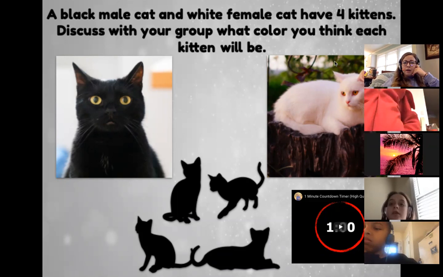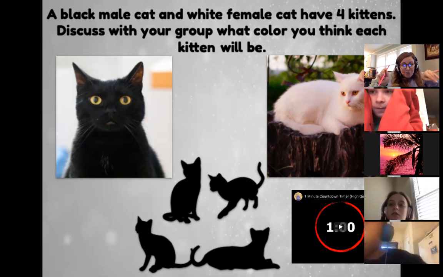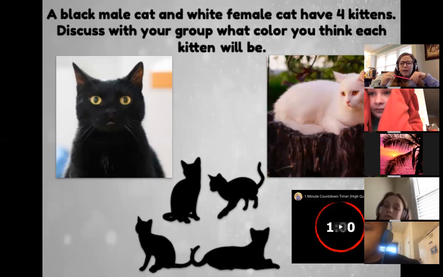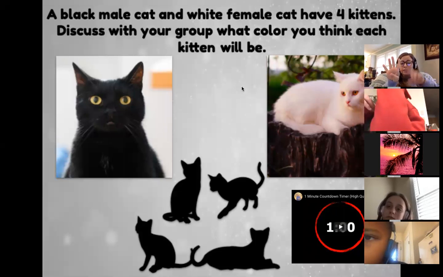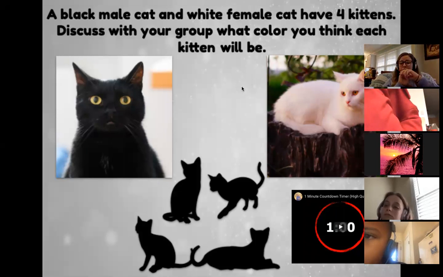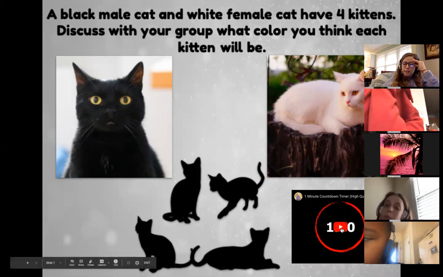Here's what I want you to think about. A black male cat and a white female cat have 4 kittens. I don't want you to discuss with your group, but I want you to think about it, because we're going to discuss it together. Think about what colors you think each kitten will be. So there's 4 kittens. What color will each of those 4 kittens be? I'm going to give you a minute to think about it. Ready? Start thinking.